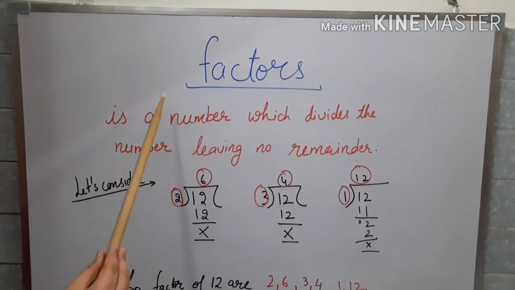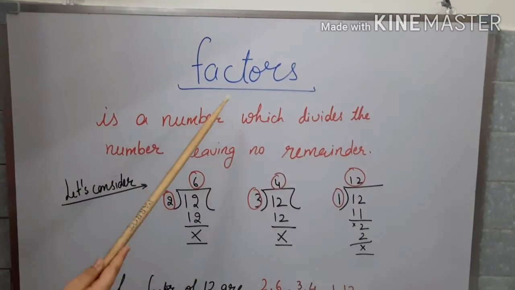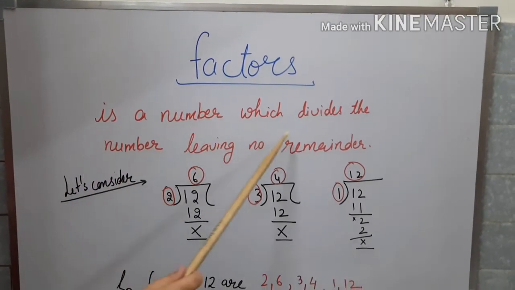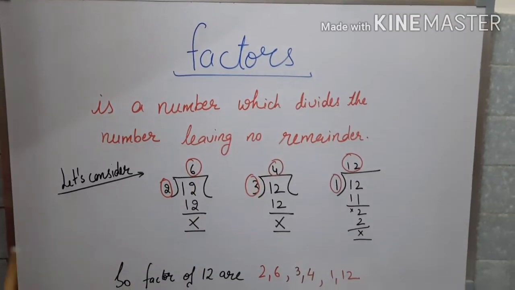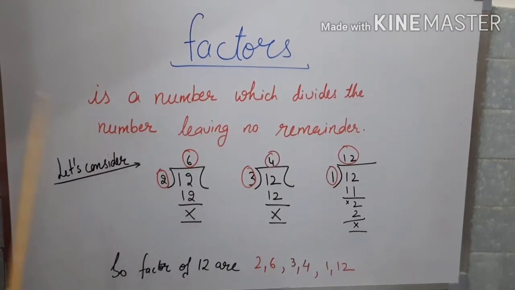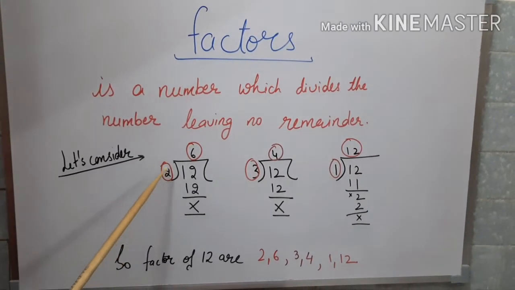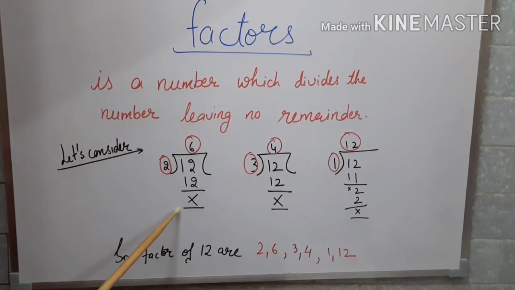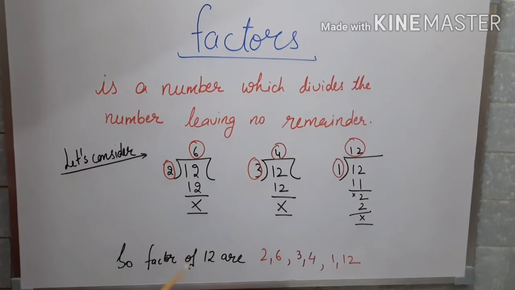Today we are going to learn about factors. So basically, what are factors? These are the numbers which divide a number and leave no remainder. Let us consider an example of 12. When you look at 12, it comes in the table of 2 at 6 times and leaves no remainder. So 2 and 6 are the factors of 12.